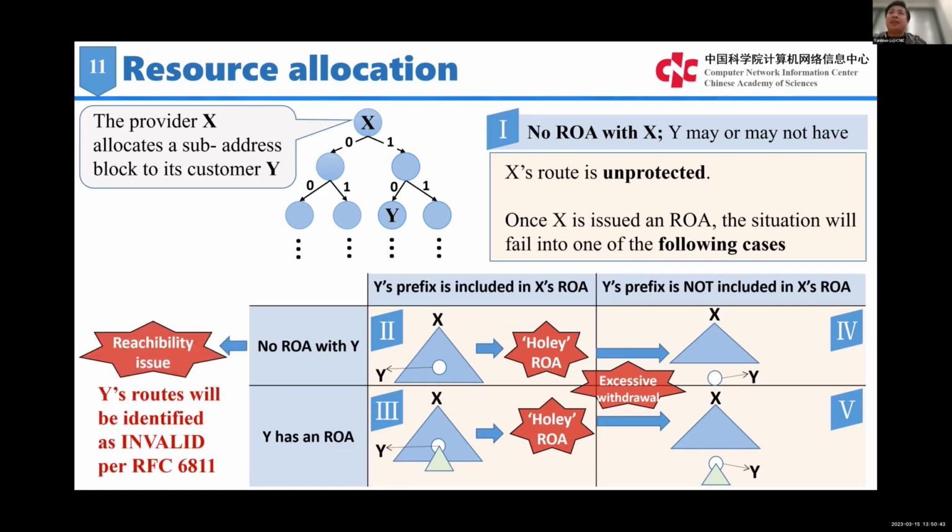On the other hand, in case there is no ROA with the customer, these routes will be identified as invalid due to the ROA of its provider, leading to reachability issues.